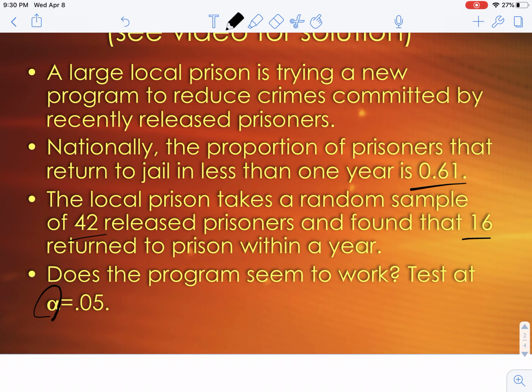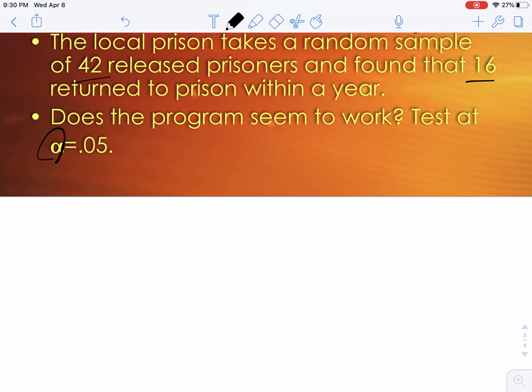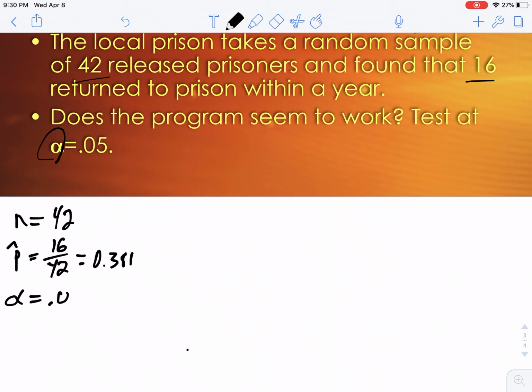All right, so what I like to do first before I start my four steps is just to notate the appropriate information. I'm going to start with my n value of 42. I also have a sample proportion, which we call p hat, and that's the 16 out of 42. And that number comes out to be 0.381 as a sample proportion. And then I also know that my alpha value is 0.05. Okay, so I always like to write that stuff down first before I start into my four steps.